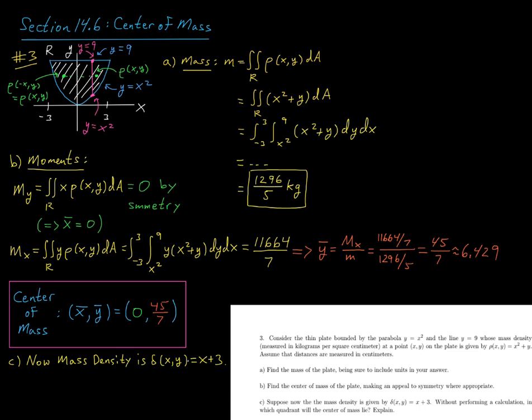If I think about what this density will imply about the distribution of mass for my plate, notice that this is independent of y, so if I imagine moving along a horizontal strip, the density is just going to increase linearly with x. So I'm going to be a lot more dense here in quadrant one. As you move to the right, you're going to get more dense. As you move to the left, you're going to get less dense.